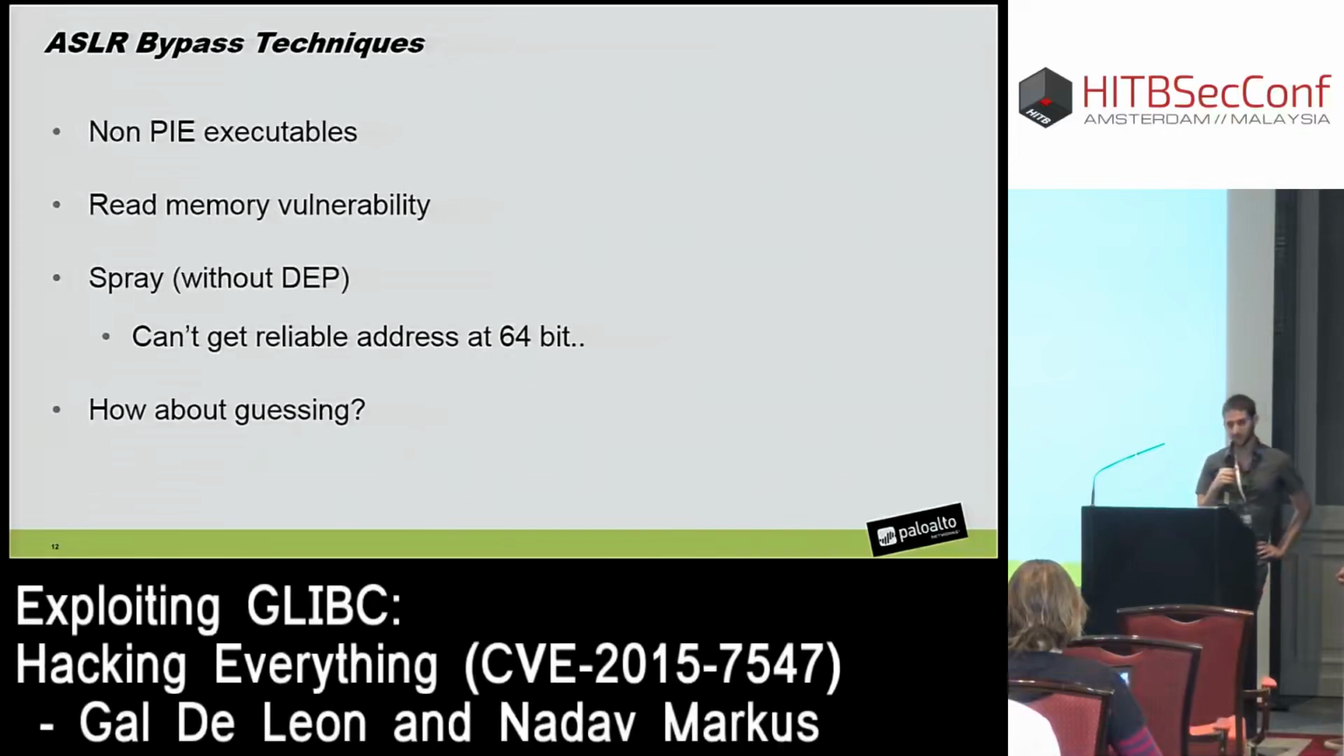Another technique that can be used to bypass ASLR is heap spraying. However, there are two problems with this specific technique. First of all, we are trying to exploit a 64-bit machine. This means we have a 64-bit virtual address space, so we will exhaust the physical memory way before we are able to get a reliable address with our data. However, let's assume that in some magical way I was able to achieve a reliable address with our data. We still have DEP enabled, so this data won't be executable, and we are back to square one. We still need a way to bypass DEP and to find ROP gadgets. So Gal and I felt kind of lucky, so we thought maybe we just guess, maybe we'll get lucky.